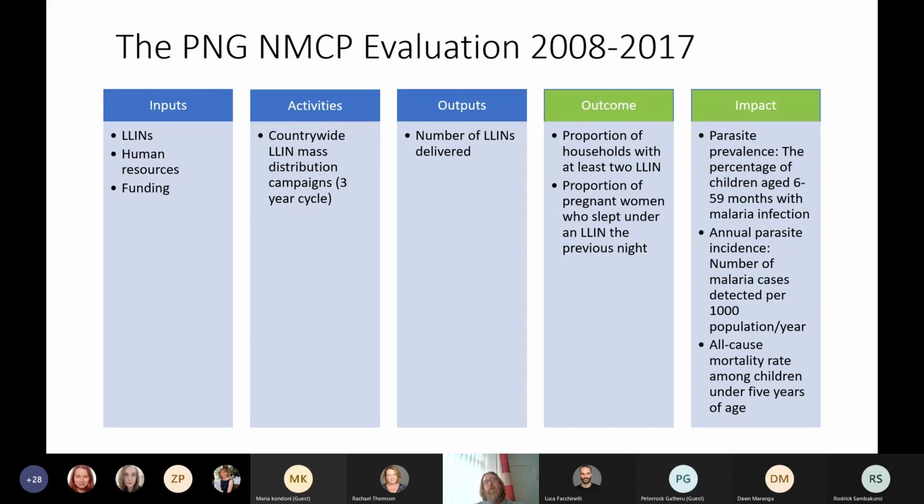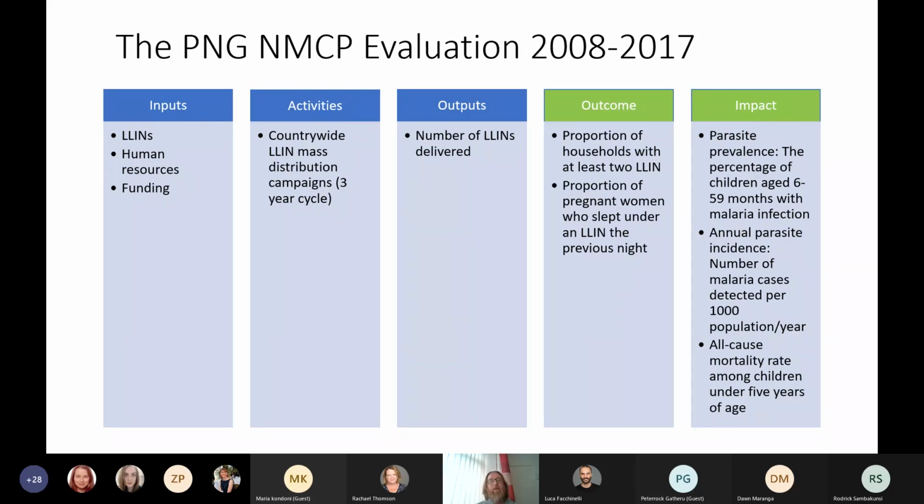If we've got them out, got them to all households, and all or most people are using them, then we would expect to see reductions in malaria parasite prevalence. So a measure there is the percentage of children aged between 16 to 59 months with malaria infection, annual parasite incidence, the number of malaria cases detected per 1,000 population per year. And because in the PNG setting, malaria is a major killer of children under 5, if this program is successful, ultimately we'd expect to see the all-cause mortality rate among children under 5 years of age decrease.